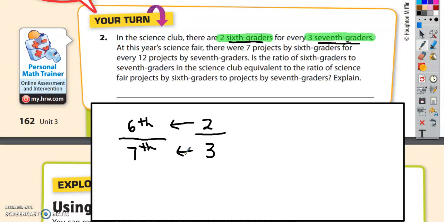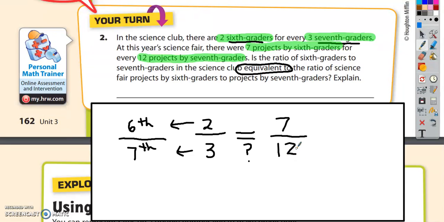And then later in the question, at the very end, it says, is the ratio equivalent? So I'm trying to find out if this number, 2 to 3, is going to be equal to another number. I just need to go find those other numbers. If I read this sentence right here, at this year's science fair, there were 7 projects by 6th graders. I'm going to put that on my top term because my 6th graders are my top term. And then it says for every 12 projects by the 7th graders. So that's going to be my second term.